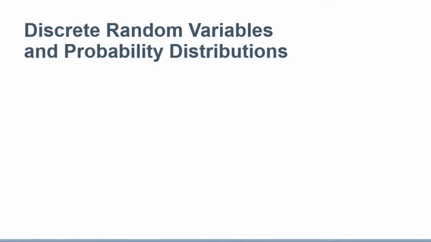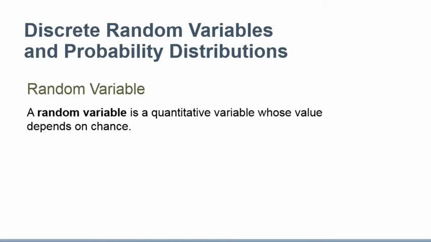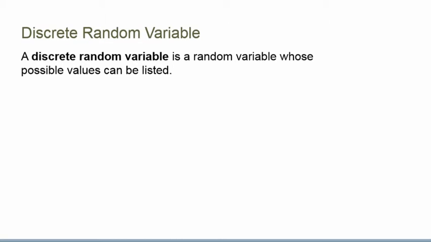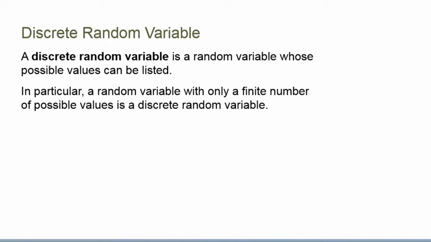Discrete random variables and probability distributions. Random variable. A random variable is a quantitative variable whose value depends on chance. Discrete random variable. A discrete random variable is a random variable whose possible values can be listed. In particular, a random variable with only a finite number of possible values is a discrete random variable.